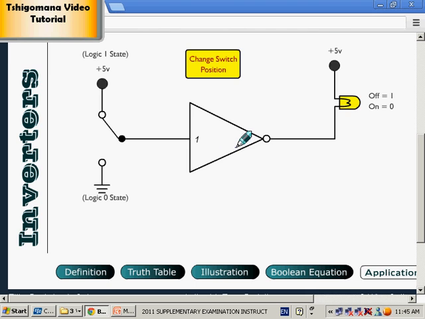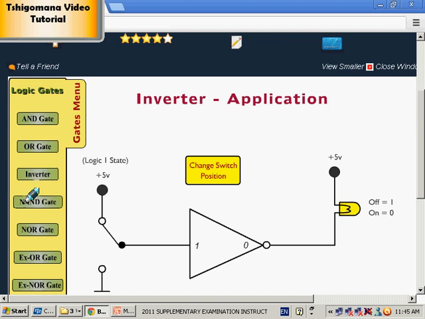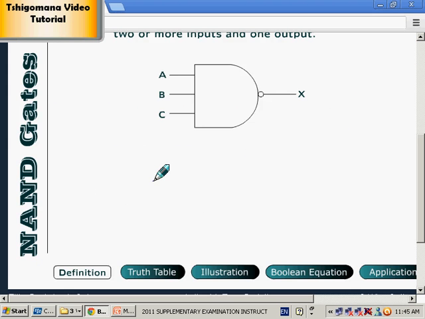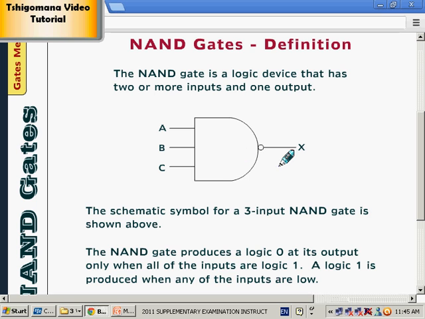Right, let us go to the NAND gate. Definition. The NAND gate is a logic device that has two or more inputs and one output. Now this is the schematic symbol for a 3-input NAND gate.